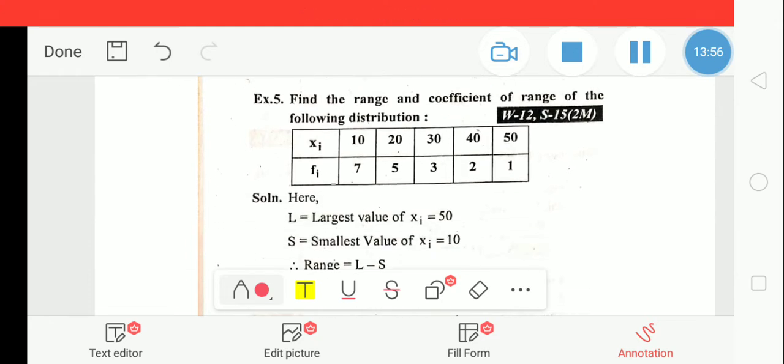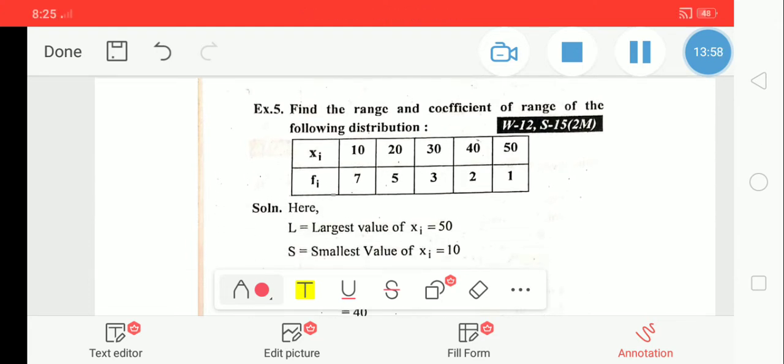Now take the second example. This distribution is given this way, and Fi is the frequency of this one.